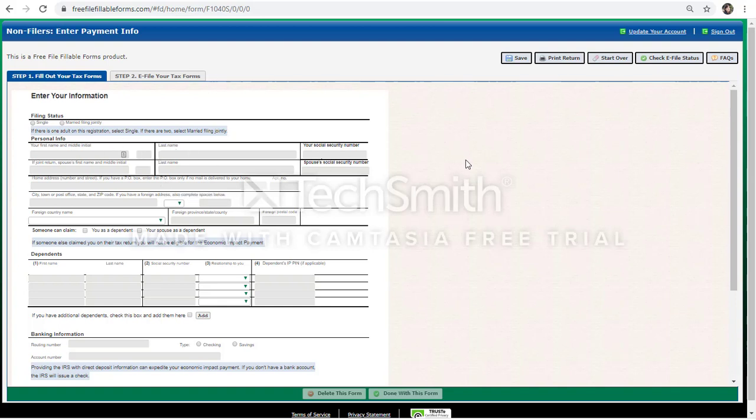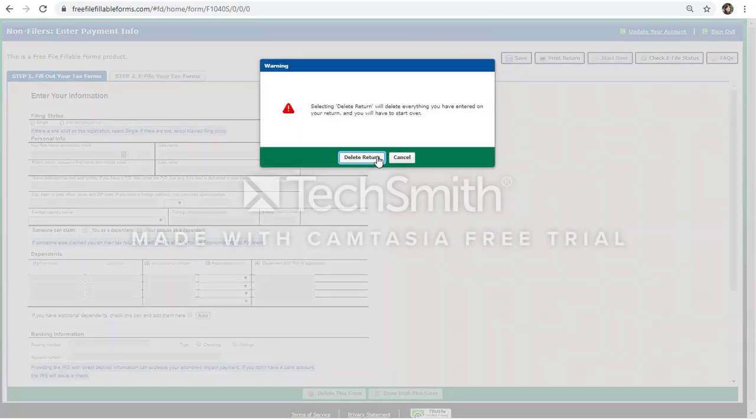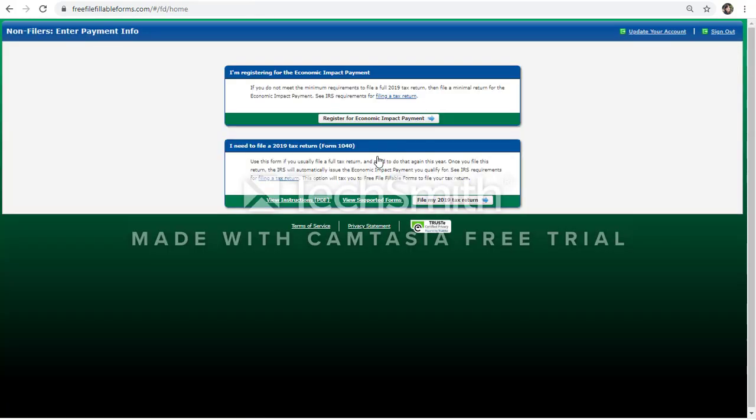If you don't meet this criteria, what I found that you can do is go to Start Over. You click Start Over, you click Delete Return, then it gives you two options. One is that you're registering for the economic impact payment, which is the simple form for people who are single or filing jointly with another US citizen. Or you can click File My 2019 Tax Return.